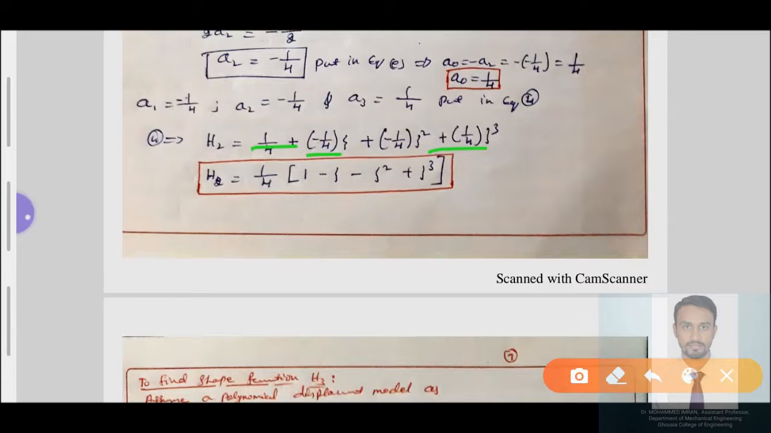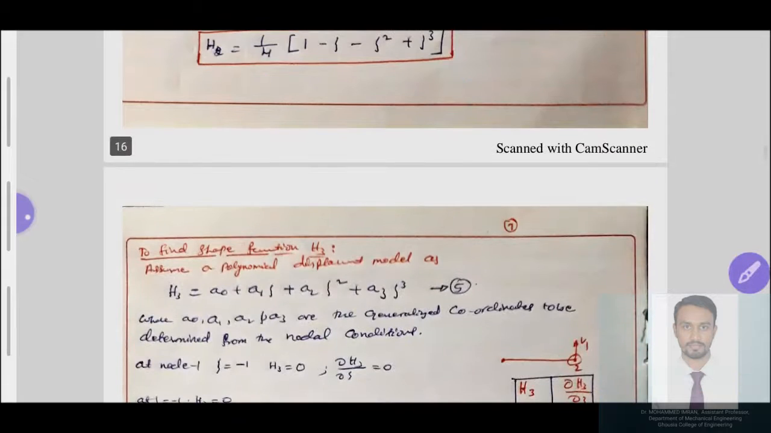I have taken 1 by 4 common from here. Then this becomes 1, this value minus zeta, this is minus zeta square, and then this becomes plus zeta cube. Equation for a Hermite shape function with respect to the rotation at node number 1, h2 is equal to 1 by 4 into 1 minus zeta minus zeta square plus zeta cube. We found a shape function at node number 1 with respect to a transverse displacement and due to the rotation. But we need to find another two characteristics with respect to the transverse displacement at node number 2, v2, and rotation at node number 2, theta 2.